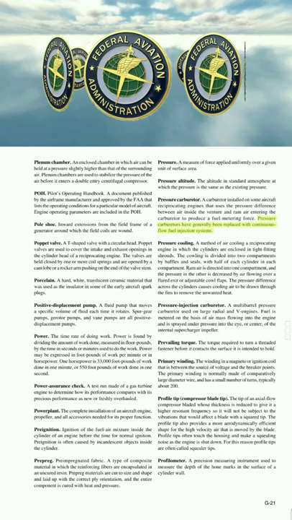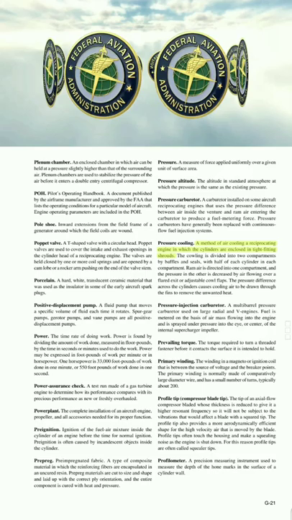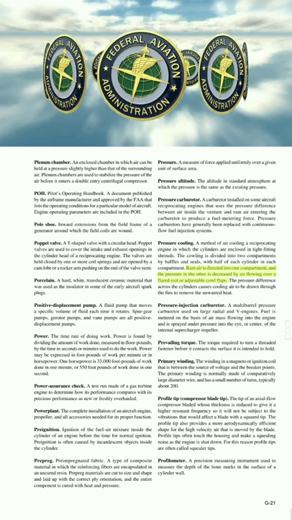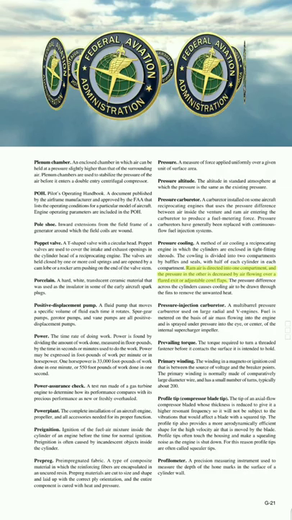Pressure cooling. A method of air cooling a reciprocating engine in which the cylinders are enclosed in tight-fitting shrouds. The cowling is divided into two compartments by baffles and seals, with half of each cylinder in each compartment. Ram air is directed into one compartment, and the pressure in the other is decreased by air flowing over a flared exit or adjustable cowl flaps. The pressure difference across the cylinders causes cooling air to be drawn through the fins to remove the unwanted heat.